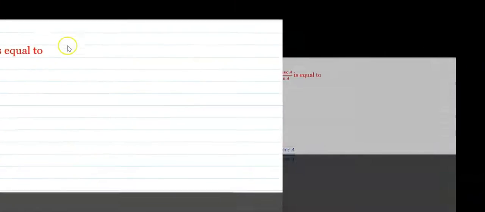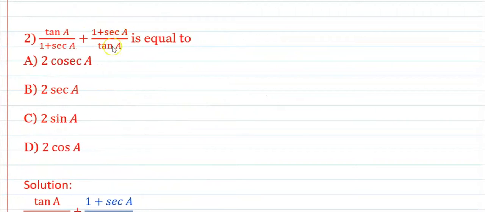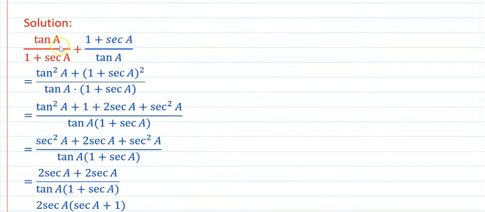Next, tan A upon 1 plus sec A plus 1 plus sec A upon tan A is equal to. Then we have to solve this. Now here, tan A upon 1 plus sec A plus 1 plus sec A upon tan A. Here we do cross multiplication: tan A into tan A, tan square A plus (1 plus sec A) whole square upon the product of the denominators, tan A into (1 plus sec A).